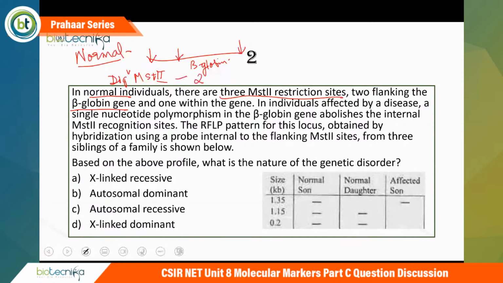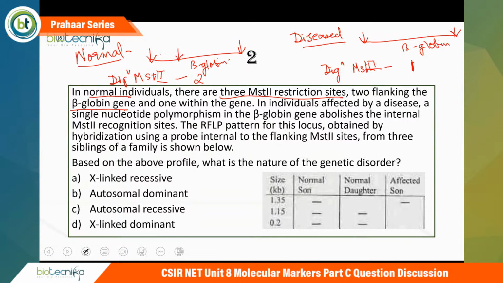Now what about the diseased copy? In the diseased case, the 2 sites flanking the beta globin gene are present, but the internal site is absent. So if you digest the diseased copy with MST2, only 1 fragment we will get, and this will be a bigger fragment. The addition of the 2 normal fragments equals the 1 fragment that we get in the diseased allele's digestion.